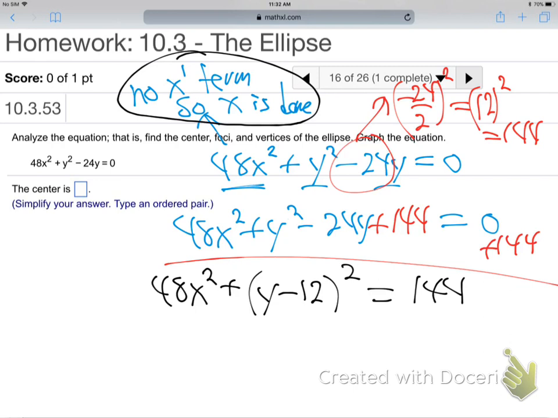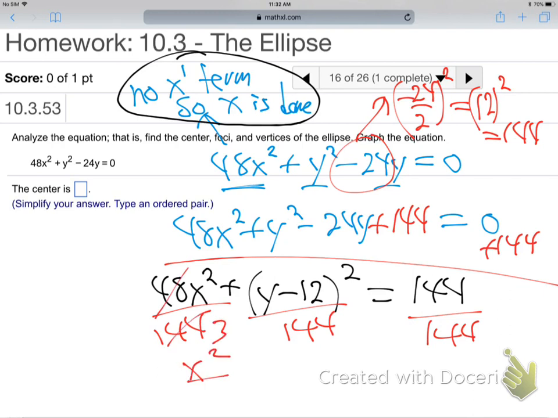It's only when you have y squared and y, oh no, we've got to get them to complete, right? Everybody see that? So no need for x on this one. He is a square already when it's just him. All right, so last step, divide by the 144. 48 goes in that 3 times. So it's x squared over 3 plus (y minus 12) squared over 144 is 1.